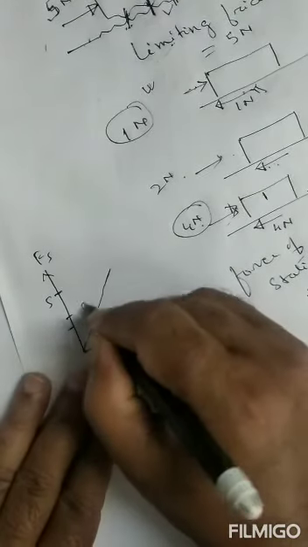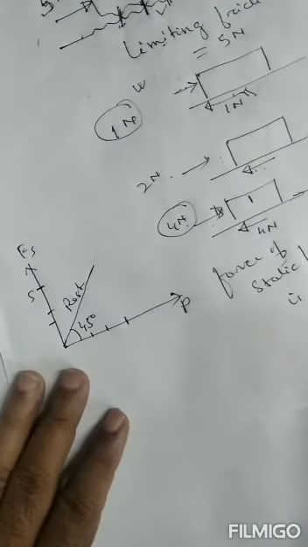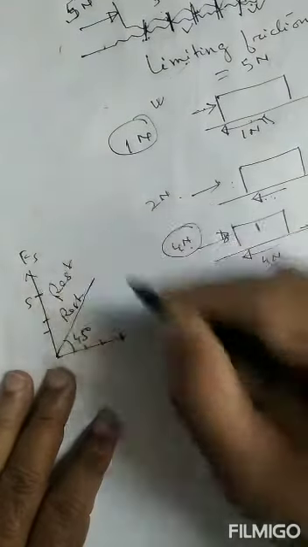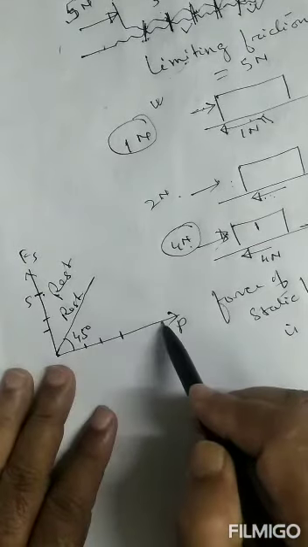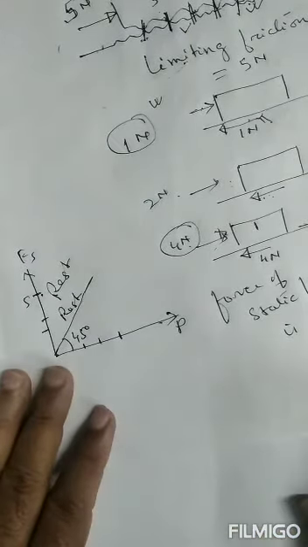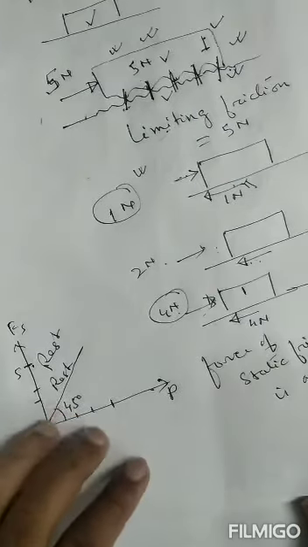So during the stationary state, the rest position, the relation between static friction and applied force is linear, making an angle of 45 degrees. Therefore, static friction is called a self-adjusting force.